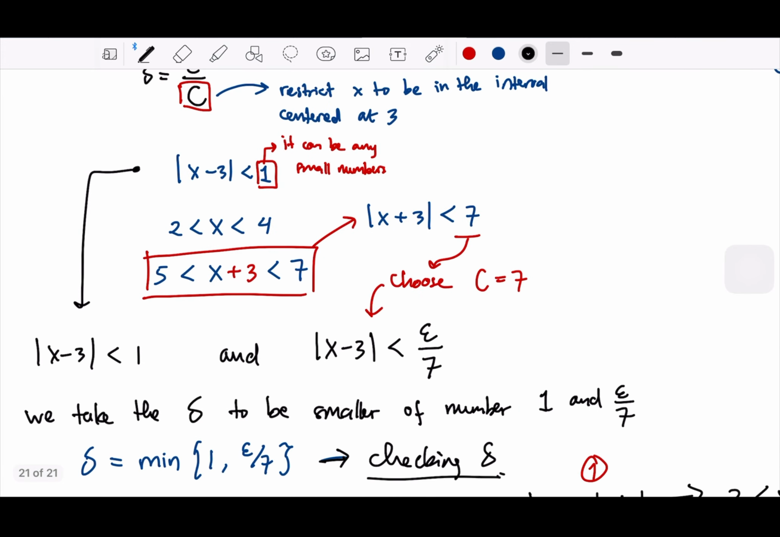And later, we look at this equation. We have this 2 less than x less than 4, the interval, and then we can also approach x plus 3, and then we look at the number, it has a 7. So probably 7 is our best choice to check. And then we check 7 because it can help us going back to the x minus 3 later on, right?